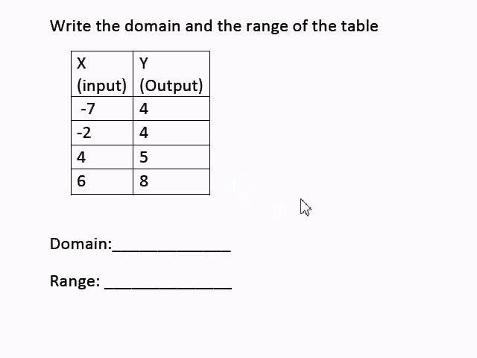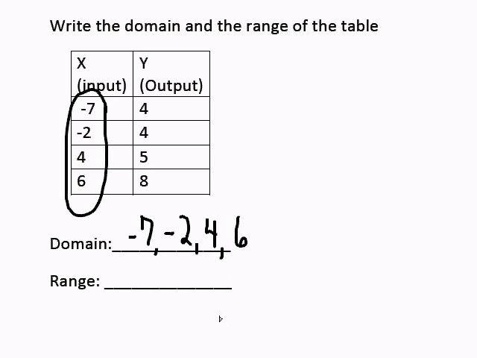Let's take what we just learned and write the domain and range of the following table. Remember, the domain are your x values or your inputs. So in this case, our domain is just all of our x values. So we list them: -7, -2, 4, and 6.